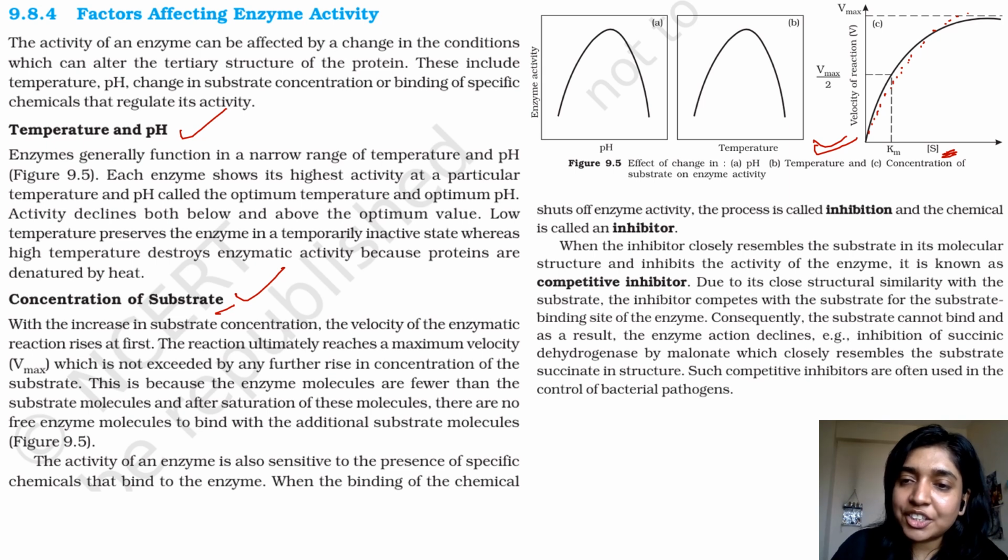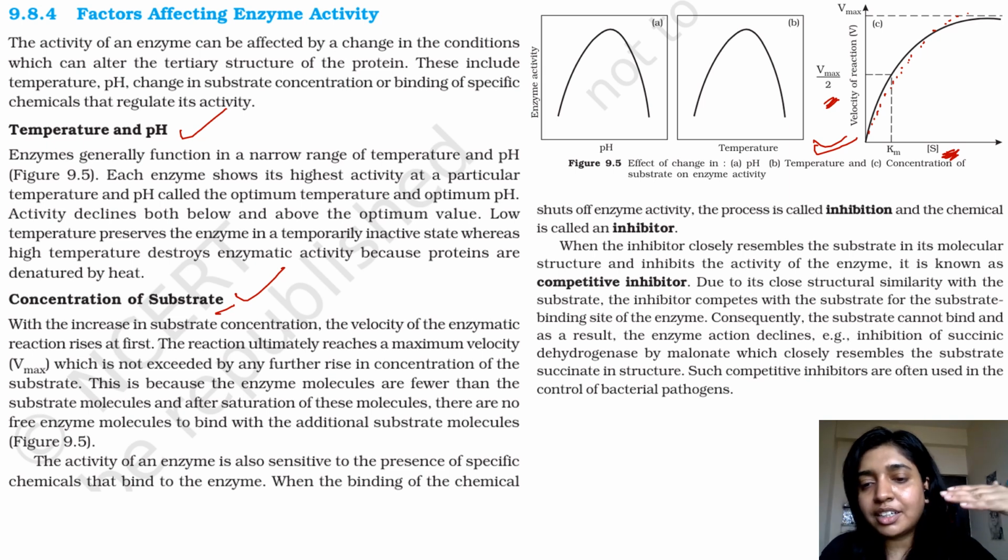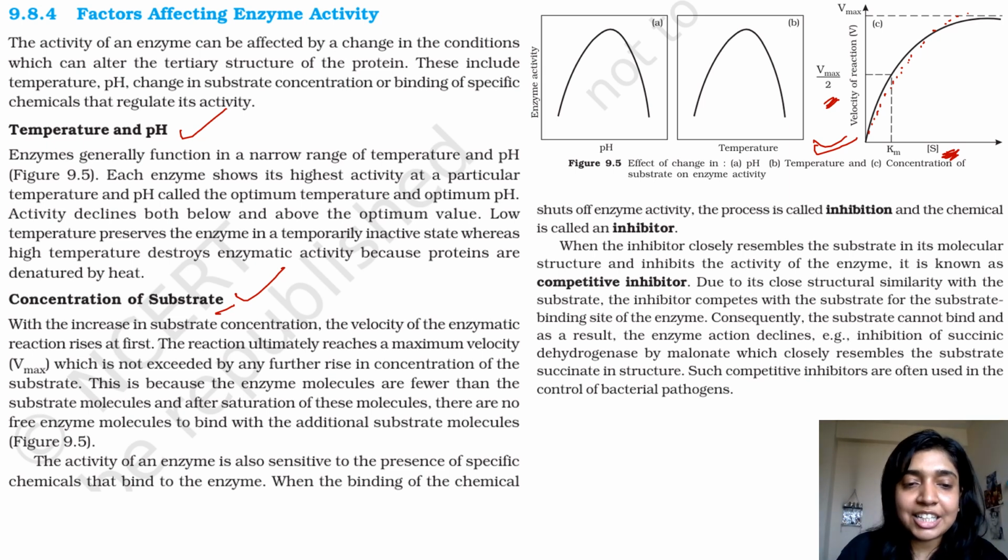As you increase the concentration of the substrate, the rate of the reaction would increase till a certain point, after which all the enzymes get saturated. Okay, so with the increase in substrate concentration, the velocity rises at first. The reaction ultimately reaches a maximum velocity, which is not exceeded by any further rise in concentration. This is because the enzyme molecules are fewer than the substrate molecules, and after saturation of these molecules, there are no free enzymes to bind with the additional substrate molecules.